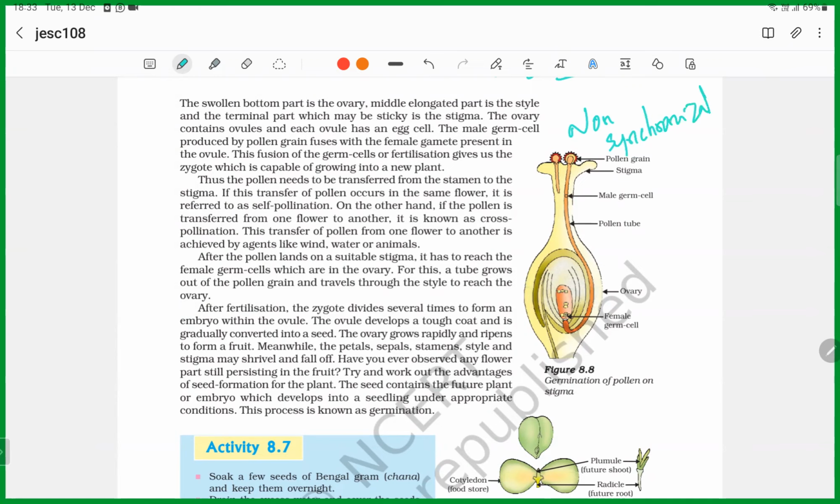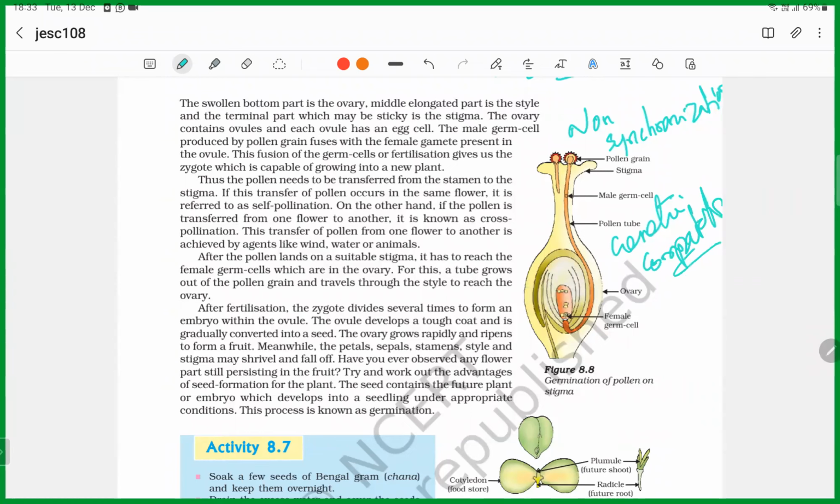Do you remember? Pollen grain and female gametophyte, if they mature at different times... Yeah, so their genes should match. Genetic compatibility. The second one is called what? Genetic compatibility. Okay.